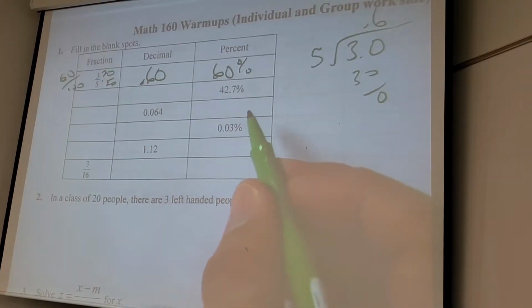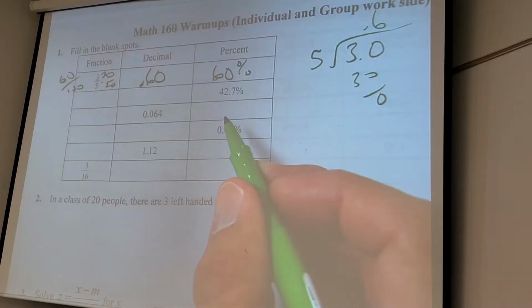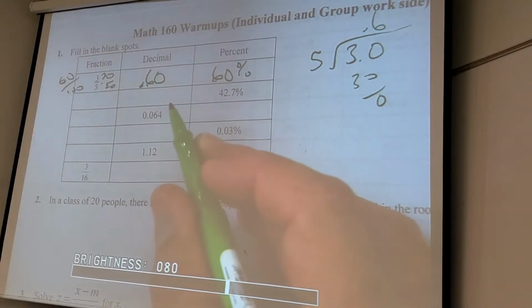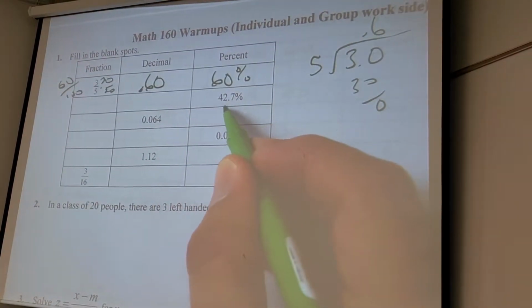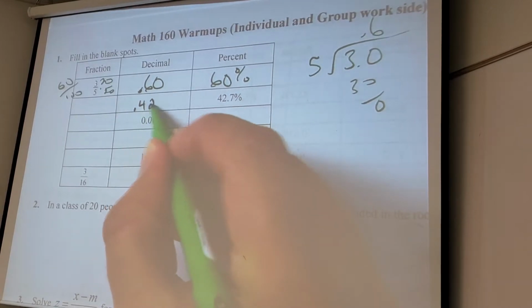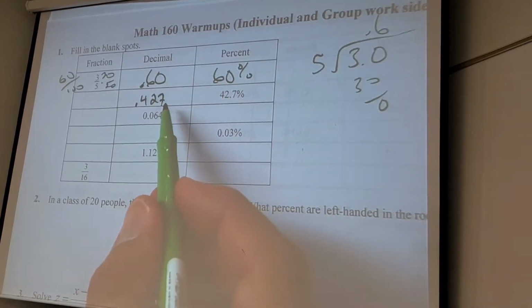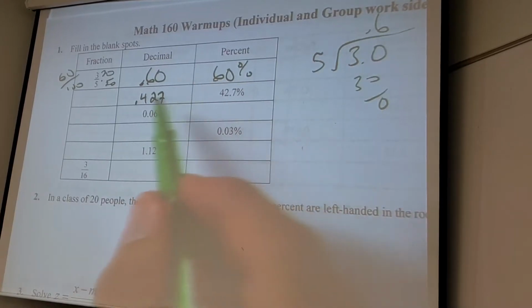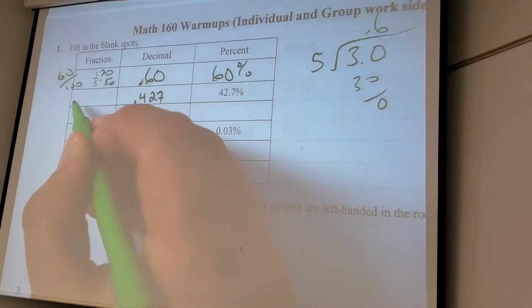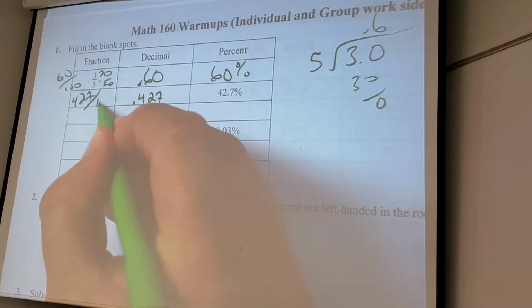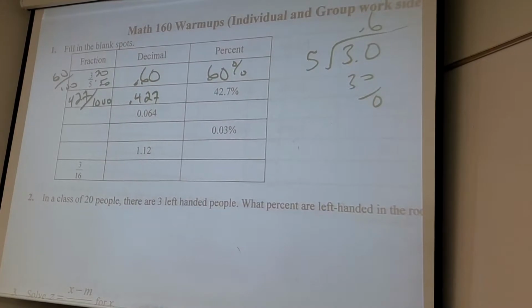So what about this guy? What do I do? How do I change it to a decimal? Yeah, move it this way. Once, twice, so 0.427. What place is that in? Thousandths, right? Tenths, hundredths, thousandths. So you get 427 over 1,000. How we doing?